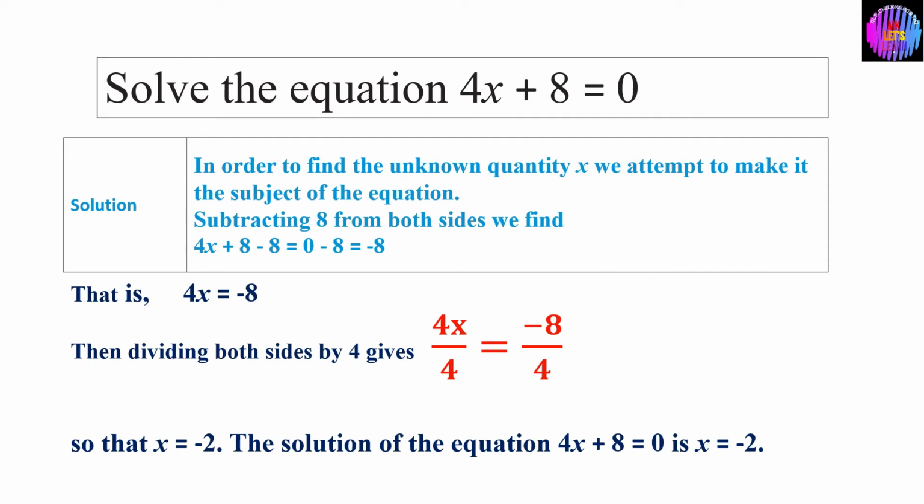Now the second example is solve the equation 4x plus 8 equal to 0. Look at the solution. In order to find the unknown quantity x, we attempt to make it the subject of the equation. Subtracting 8 from both sides, we find 4x plus 8 is there. We have to remove plus 8 from this equation. How can we remove it? Subtracting 8 from both sides, we find this equation.